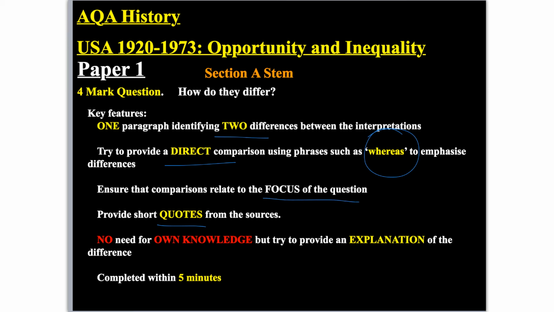and that the differences, as I mentioned to you, are sort of related to one another. Don't just identify two things from the sources, they must be direct differences. As you have seen from the previous example, there's no need for own knowledge, there's no need to sort of develop them, but you might want to provide perhaps some sort of explanation or context in terms of actually saying that something's positive whereas something's negative in the other interpretation. Try to complete the exam within 5 minutes and then move on to the next 4-mark question that you face, and that will be covered in another webcast.